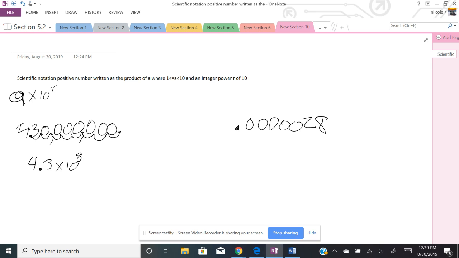Same goes in reverse order. 1, 2, 3, 4, 5, 6. So you have 2.8 times 10 to the 6th. But because you're making the number smaller, you have to put that negative there.